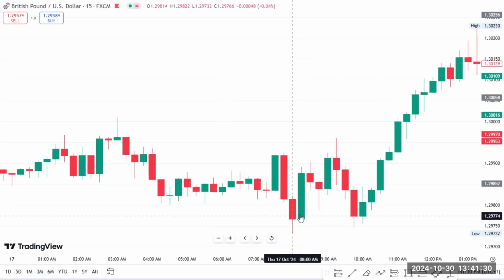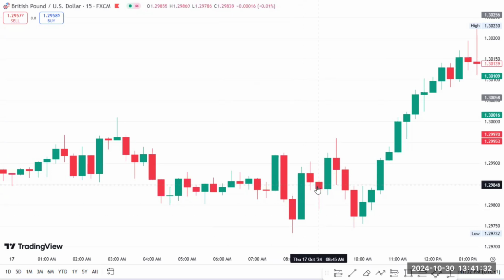So this is a clear example. Even this one is also a hammer plus the tail here, the body of the hammer and then the tail, and then you have a very big engulfing candle. This is the bullish type.